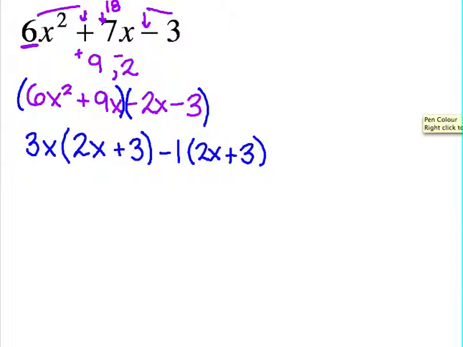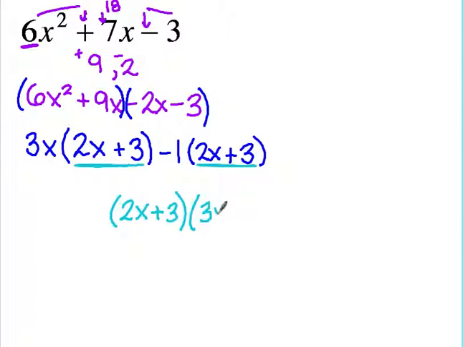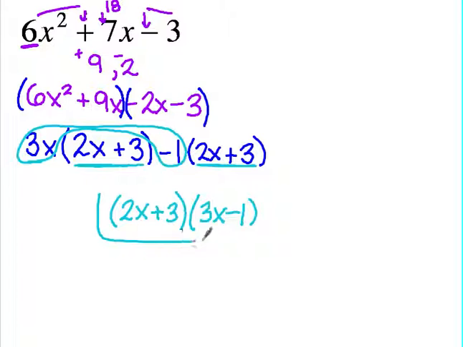Okay, now our whole goal, remember, was to get these two to match. They match, we're good. That is one of the factors. So 2x plus 3 is one. Can somebody guess what the other one will be? 3x minus 1. The next factor is going to be whatever is left on the outside. Okay, and that is what 6x squared plus 7x minus 3 will factor to be.